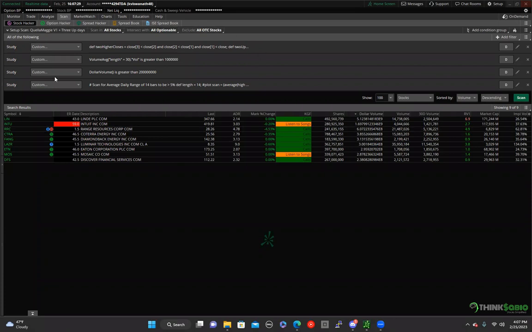This scanner is basically 3 up days. That means a stock that has closed in green for 3 days straight. And then we can change the criteria to 5, 6, 10 days, however we want. For that, I have a custom script here.